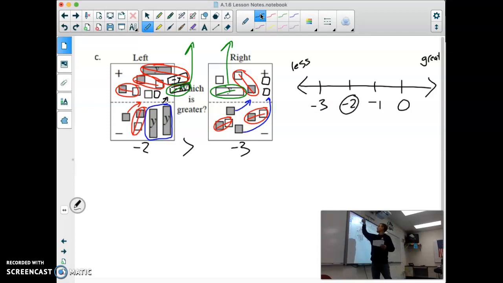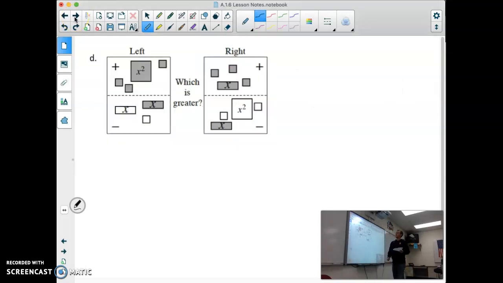Good. If you have any questions, please let us know. Otherwise, we're going to keep moving on to part D. Again, more of the same. We want to start with our 0 pairs. Then we want to see if we have any like terms. Then we want to move stuff around if we can. But we'll start again with our 0 pairs. So 0 pairs. We've got x's right there, make a 0 pair. That's all I think we got for 0 pairs for part D.